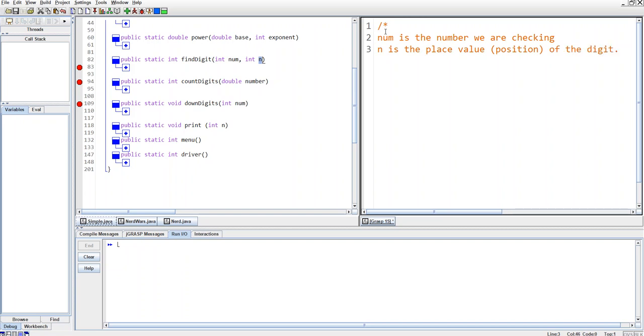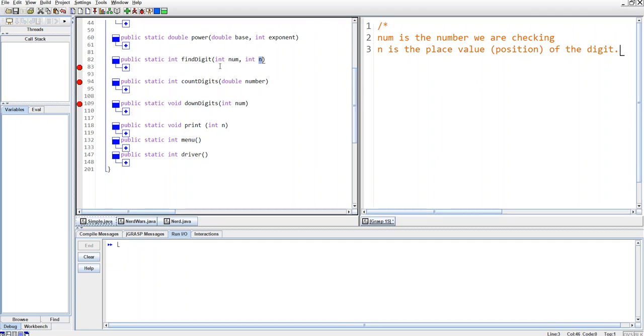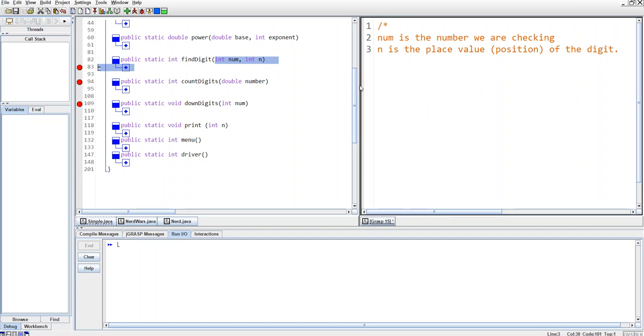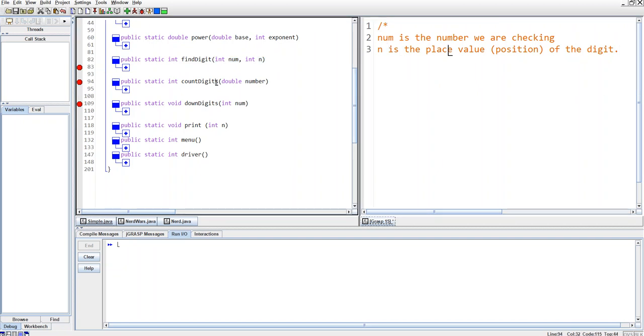Of the digit. All right, so num is the number we're going for, n is the place value or position of the digit that we're looking for. So now that we understand what these parameters are, it's important when you're coding to know what these things are and where they go.